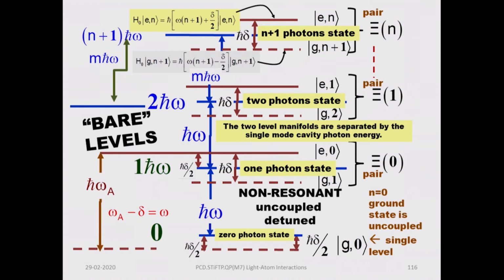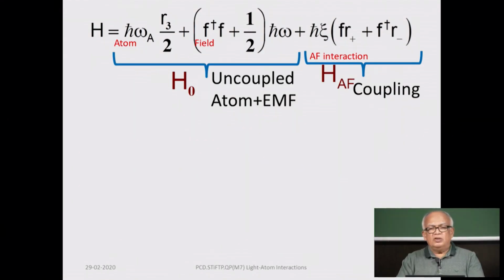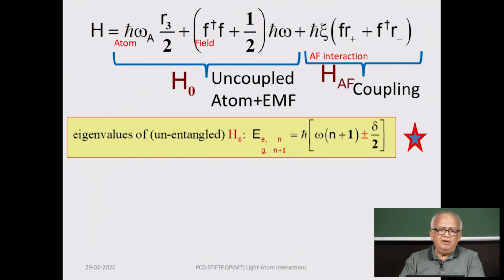Okay. These are the bare levels. They are the levels of the factor states, okay? But the interaction is going to dress them up. So, you will have the dressed states, which is what we have to determine, and that will happen because this Hamiltonian will not be diagonal in this basis, and you will have to diagonalize it. So, here these are the eigenvalues of the unentangled states. The atom and the radiation field have not generated entangled states at this point.